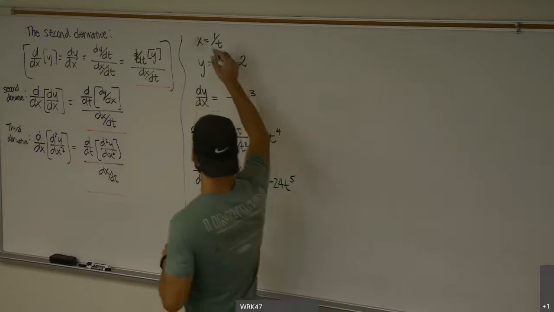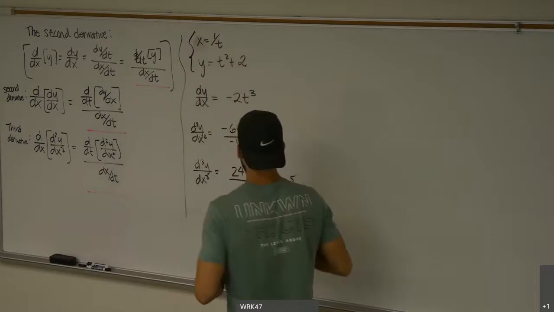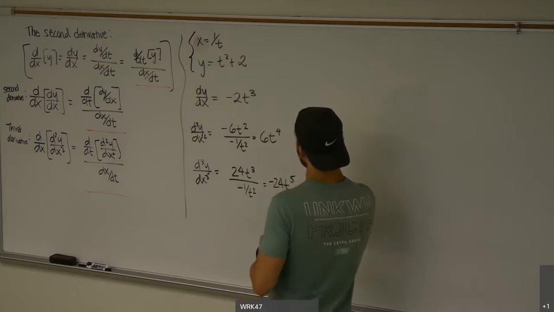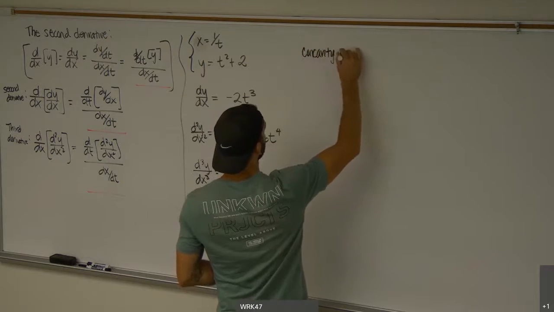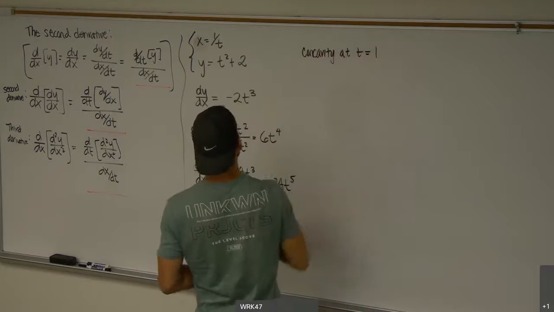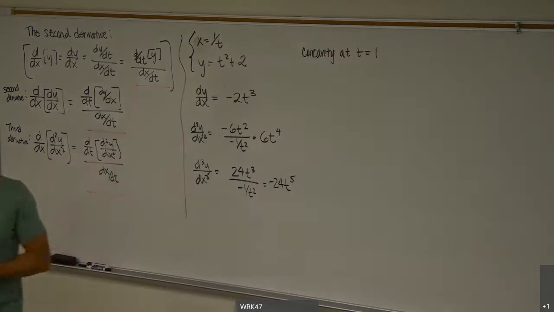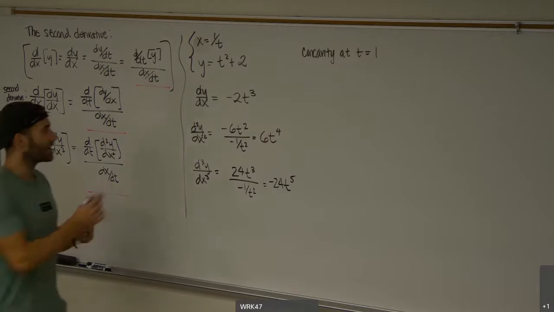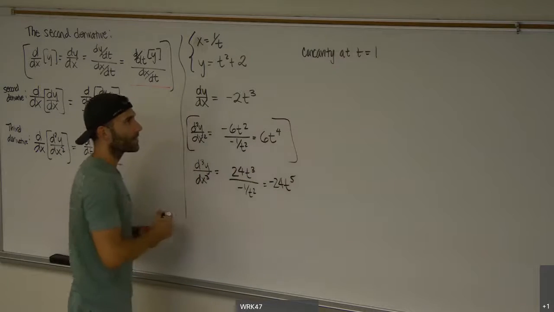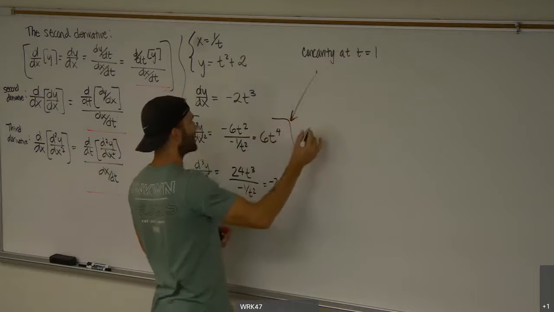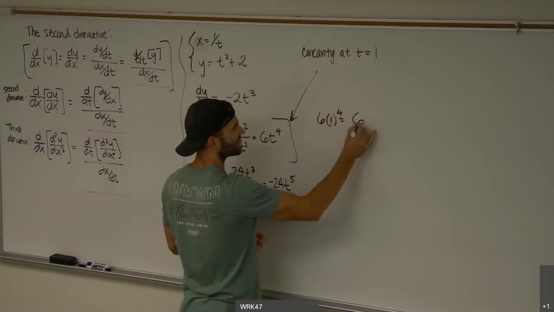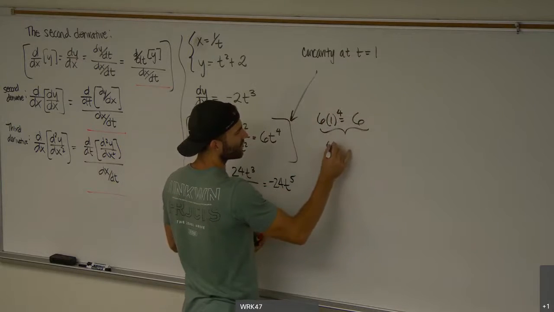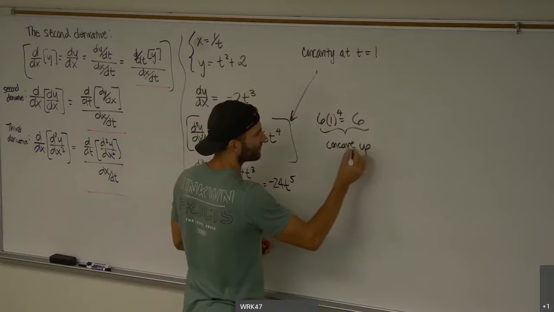And so to extend this, this is my set of parametric equations. We could ask ourselves, okay, what is the concavity at t equals 1? We wrote, in the last whiteboard, the equation of the tangent line at t equals 1. Here, let's go and find the concavity. Well, concavity comes from the second derivative. And so I'm going to plug 1 into the second derivative. And we get 6 times 1 to the 4th, which is 6. That's positive, and so we are concave up at this point.